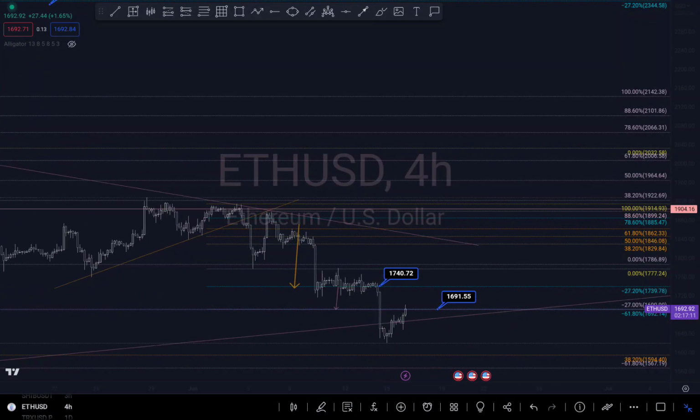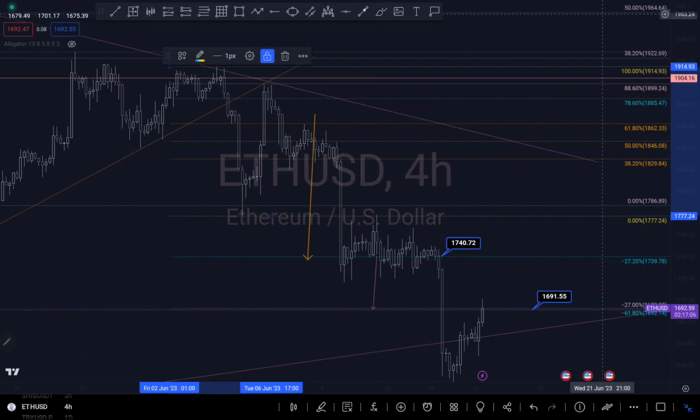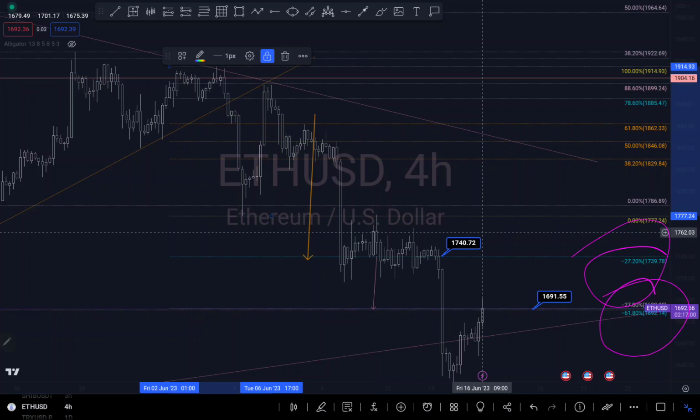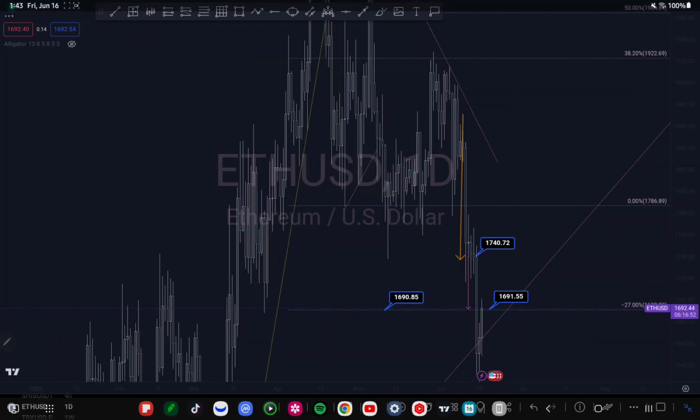What am I expecting on Ethereum? If you watch my previous analysis on Ethereum, you can see my target was, as you all know, my negative 27% is always my first target, and my second target is always my negative 61.8%. And we can see we are currently around that area. I'm playing around that area. So what am I expecting after?